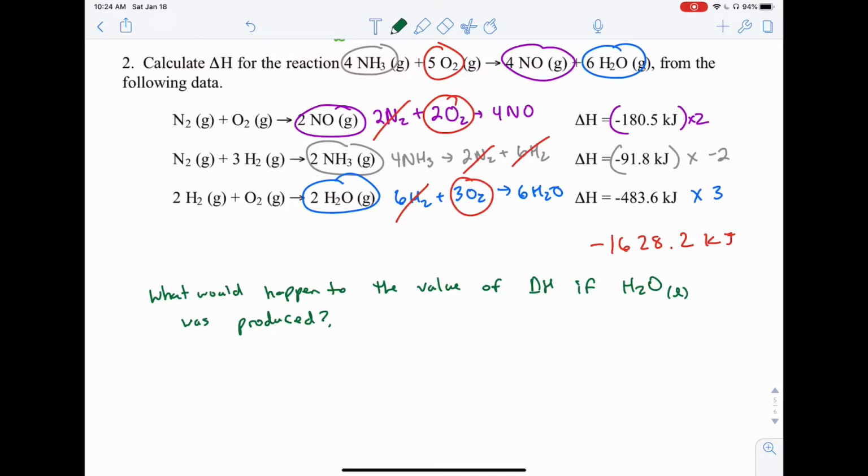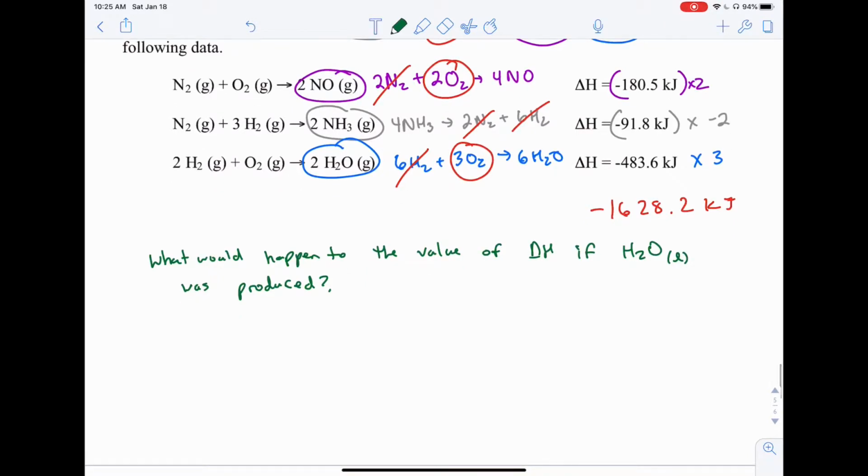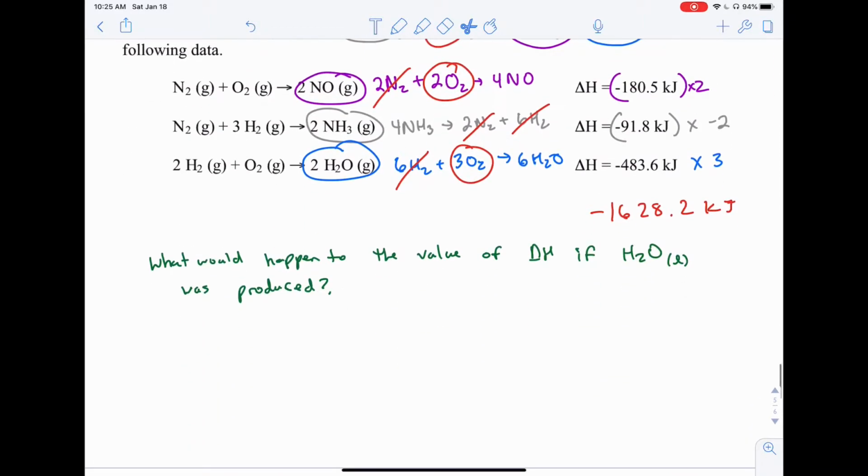Not bonds. Making intermolecular forces? Okay. What do you mean go down? Well, okay. So Muhammad says it should become less negative. Let me present to you a scenario.